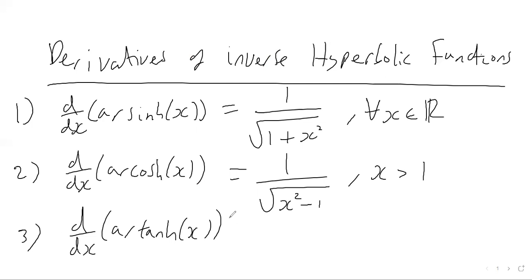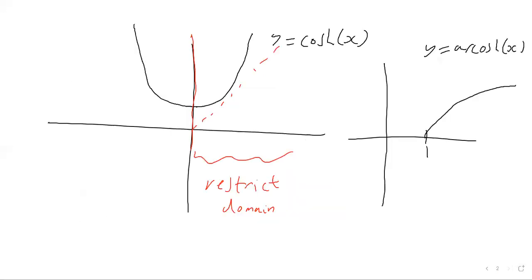Again, when we differentiated the ARTANH function, we got 1 over 1 minus x squared, and this was valid for all x numbers with a modulus less than 1, so all x numbers between -1 and +1. And this is because, again, of the nature of the tanh function. So the tanh function kind of looks like this.